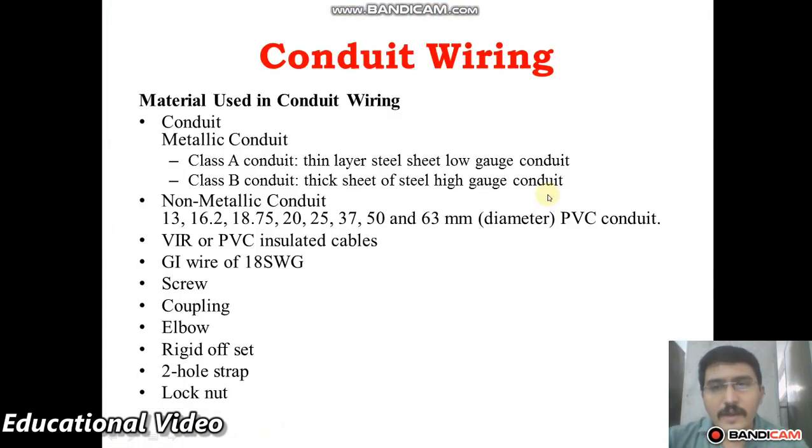For the conduit wiring, the materials required are the conduit, metal conduit, and for non-metallic conduit the PVC pipe, and GI wire, screws, coupling, elbow, rigid stud, 2-hole straps, and lock nuts. These are the different materials used for the conduit wiring.